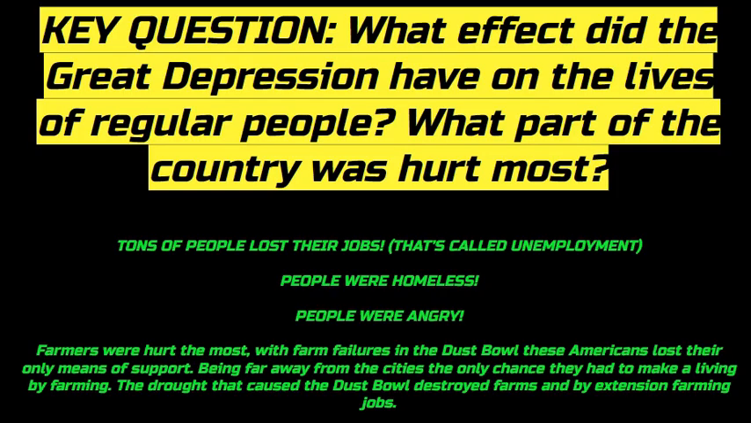What effect did the Great Depression have on the lives of regular people? What part of the country was hurt most? Tons of people lost their jobs. That's called unemployment. People were homeless. People were angry. Farmers were hurt the most. With farm failures in the Dust Bowl, these Americans lost their only means of support. Being far away from the cities, the only chance they had to make a living was by farming. The drought that caused the Dust Bowl destroyed farms and, by extension, farming jobs.